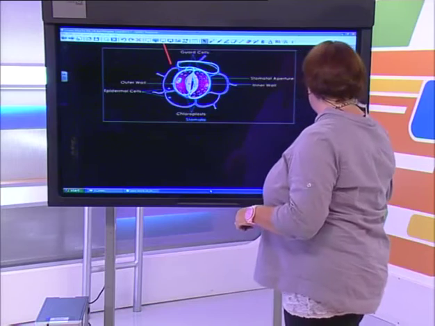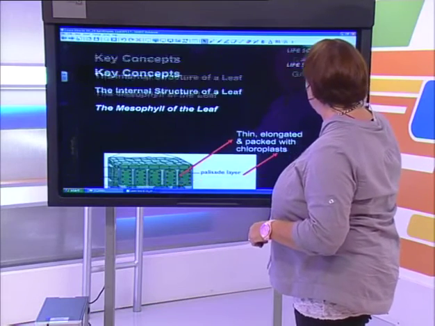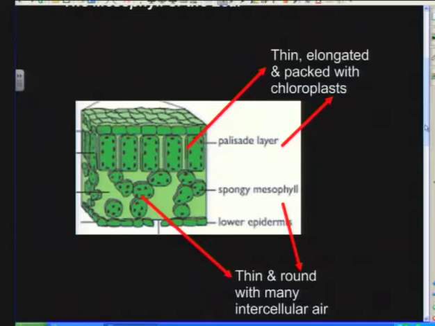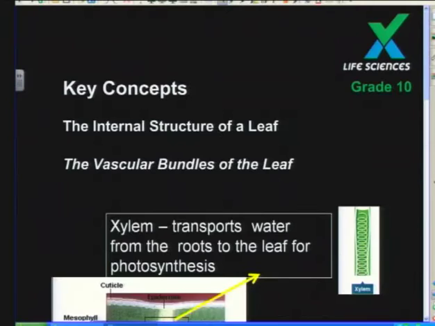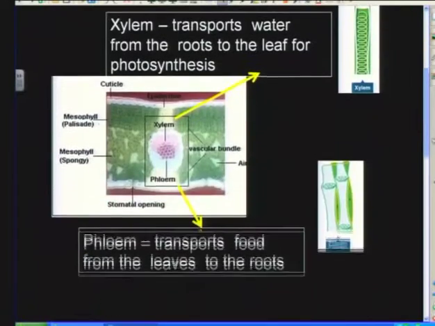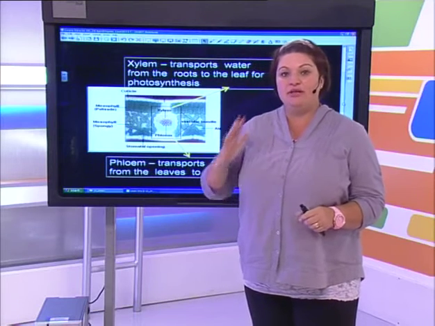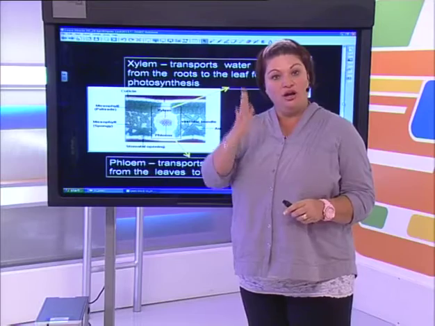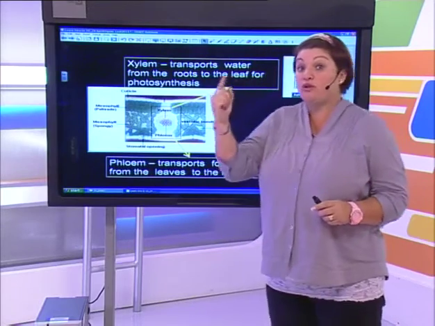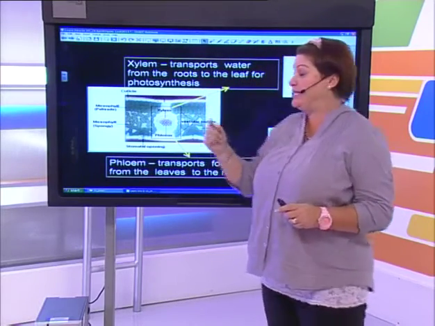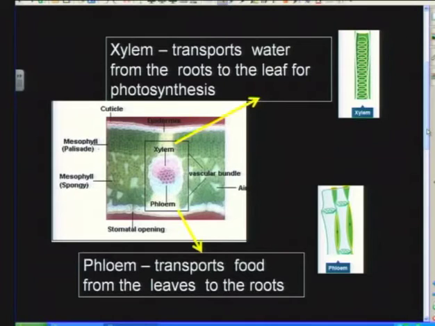If you have a look over here, again, we have a look at the palisade and the spongy, how they are adapted. I'm sure you remember this from your plant tissue. I just put it in to remind you the difference between the xylem and the phloem. Xylem: hollow, non-living. We want water to stick to it, adhere. There's my xylem.